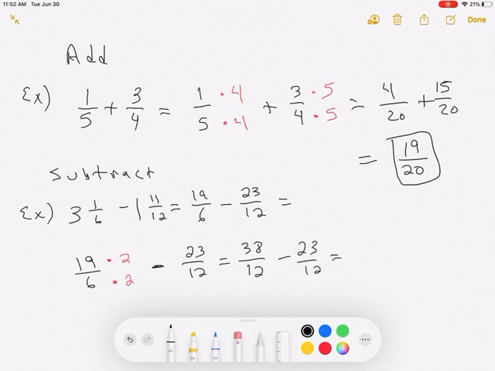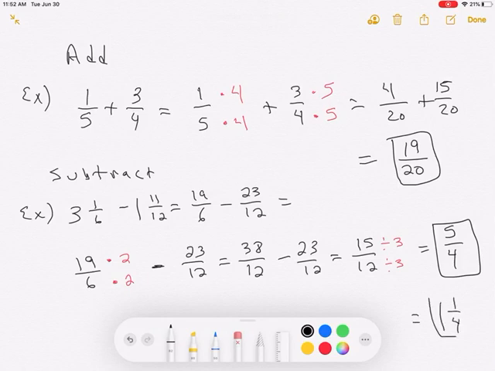We subtract those two numbers, 38 and 23, we get 15/12. Can you guess what we can do here? It hasn't happened before on the other examples, but here you guys can see that we can reduce the fraction by a common factor of 3. We simplify, reduce the fraction. You always have to do that. So 15 divided by 3 is 5. 12 divided by 3 is 4. This is a perfectly good answer, or as a mixed number, we get 1 and 1/4.